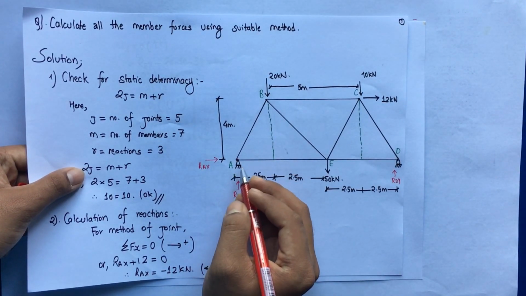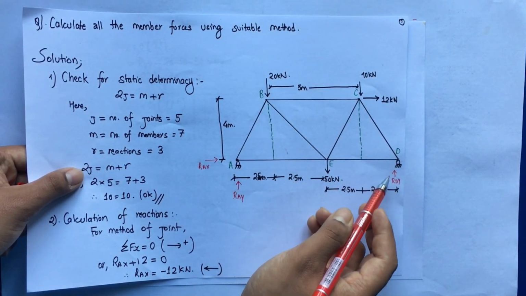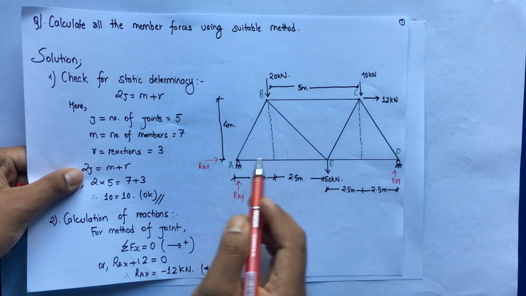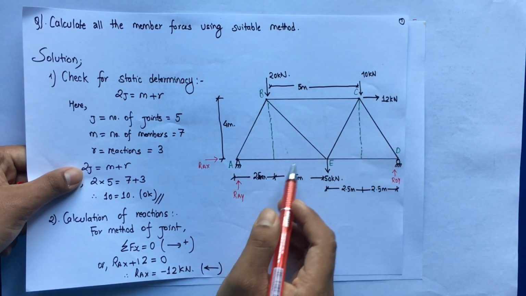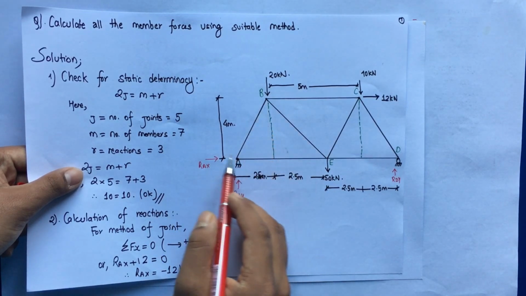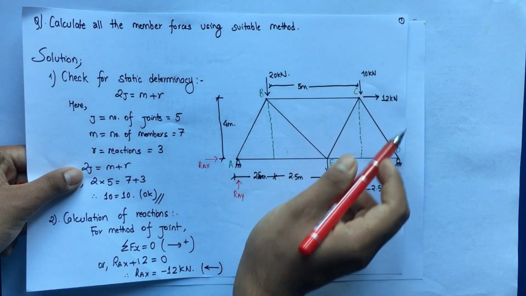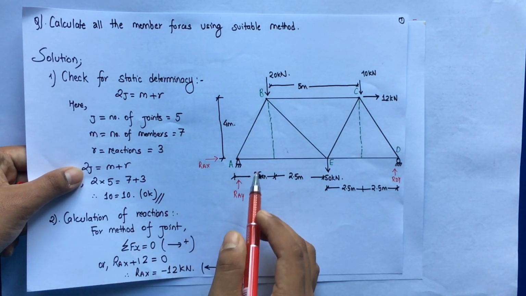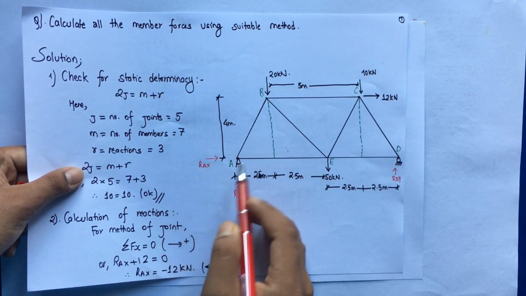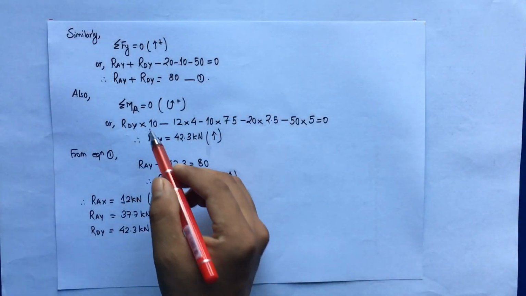Now considering this force, considering this point, we'll consider the moments. Firstly, let us assume RDY, so this gives an anti-clockwise moment, so we'll take this value as positive. Similarly, 50 kilonewton gives a clockwise moment, 20 kilonewton also gives a clockwise moment, and 10 kilonewton, 12 kilonewton, all these forces give a clockwise moment. So RAY and RAX won't produce any moment, since there is no lever arm distance.